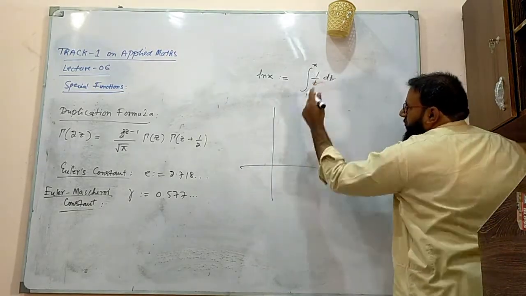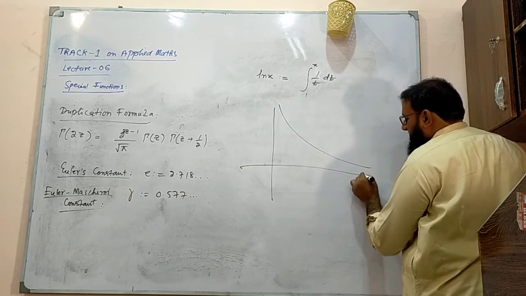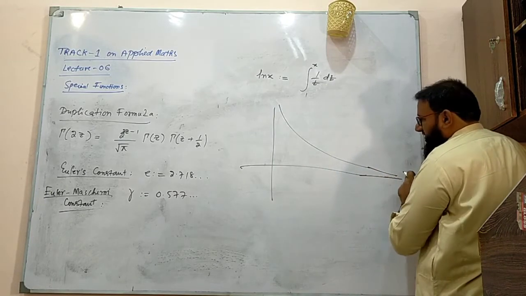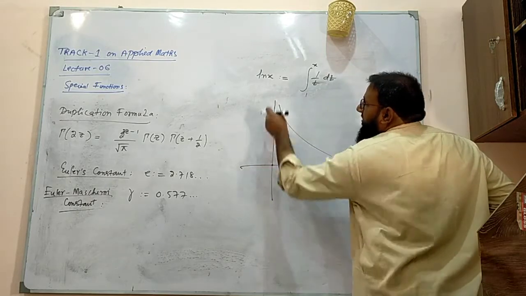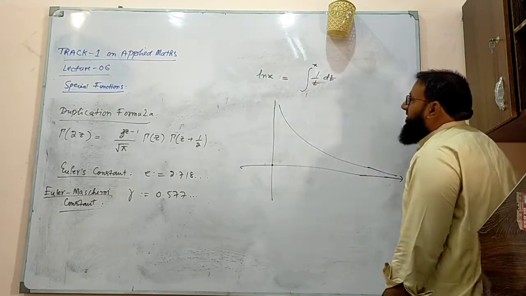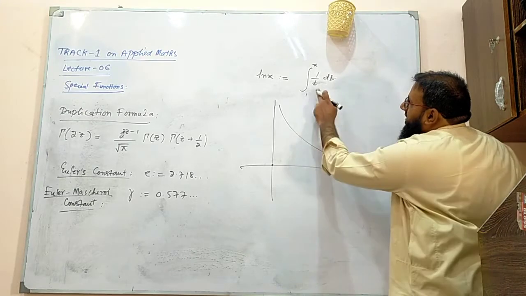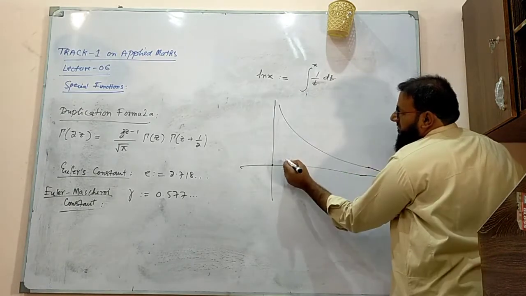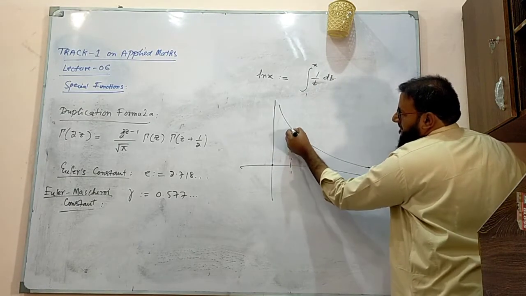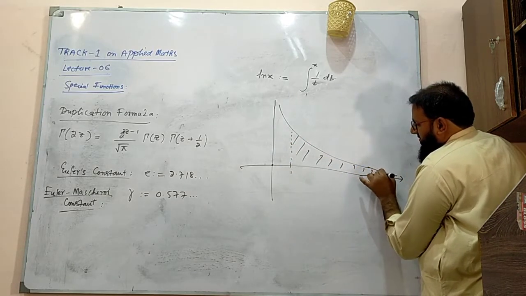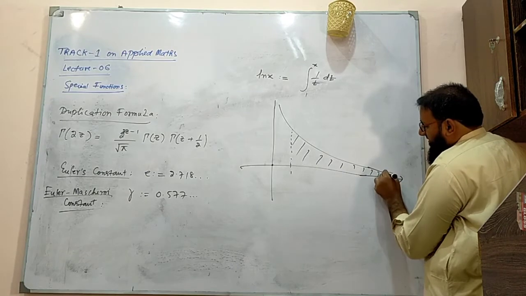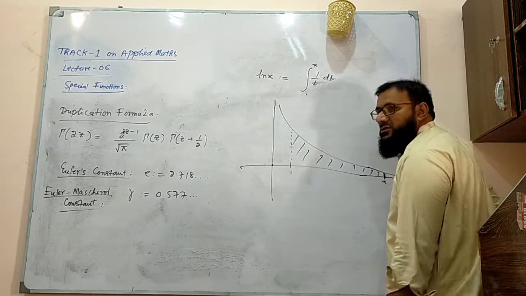What does it tell? You have a function 1 over t. You know very well 1 over t somehow looks like this. It goes nearer and nearer to 0, and exactly at 0 it explodes towards infinity, and you are calculating its area from 1, let's say this is 1, to a fixed x, and then this area is called log x.